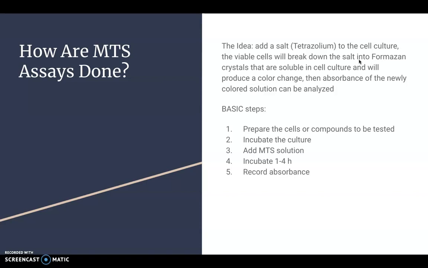So how are these MTS assays done? A salt is added straight into the culture, and it turns it yellow, and then any viable cells in the population will start to break down the salt. The salt in this case is tetrazolium, and it's going to break down into a chemical called formazan, and formazan will change the color to a purplish color. The purple solutions are what's used to read absorption. So the darker the color, obviously, the greater the viability in the population.